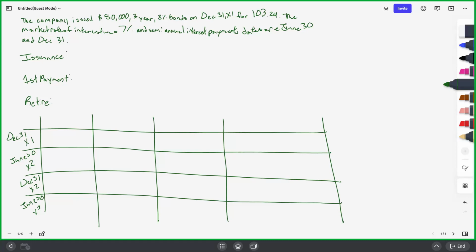So we typically have 2 different versions. Cash payments, we usually just give them to us. Interest expense. She wants to run this again. Both of these are gonna be using 2 different rates. One's gonna be using the contract rate, one's gonna be using the market rate.